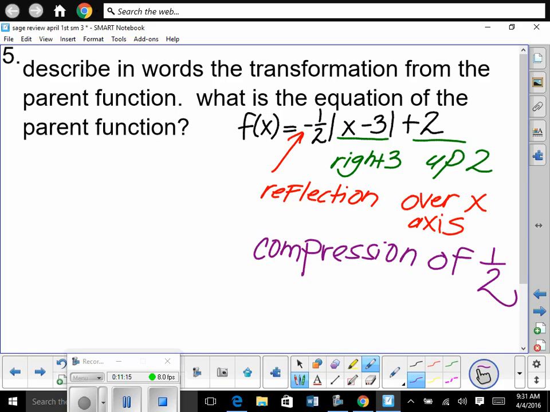We have described in words the transformation from the parent function. So the parent function is the most basic non-shifted function. So we're answering the second part. The parent function would be f of x is equal to the absolute value of x. Isn't that the most basic non-shifted function of an absolute value function? Okay, so we've done all the transformations. Questions on that?